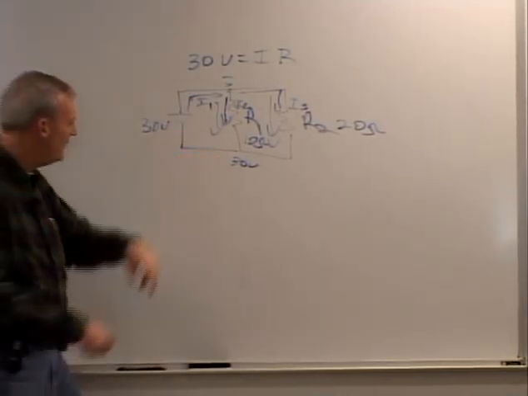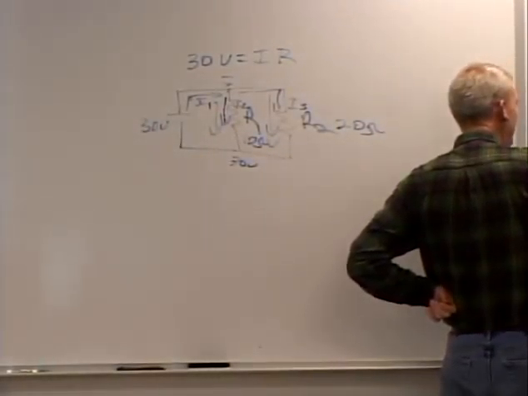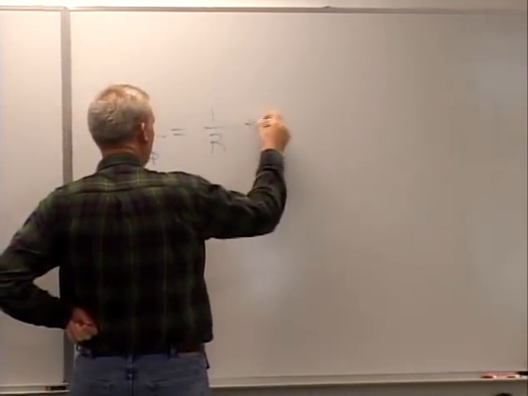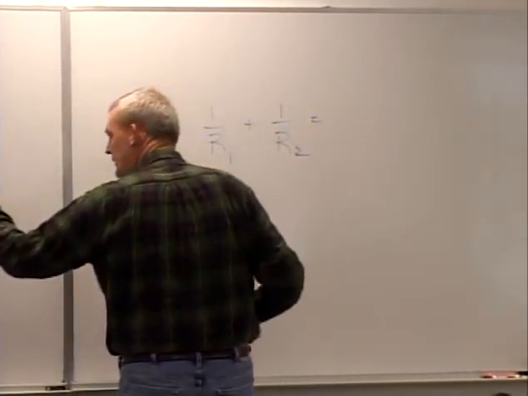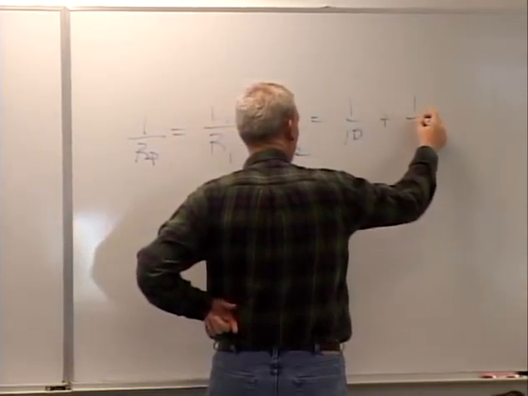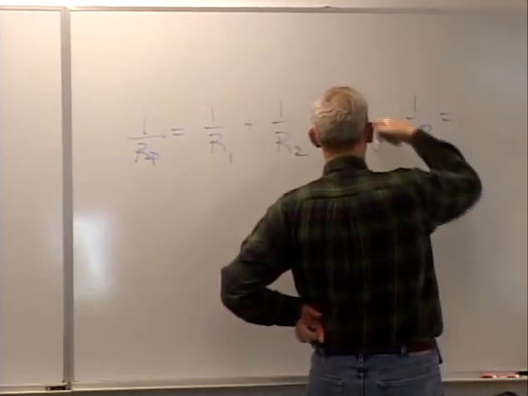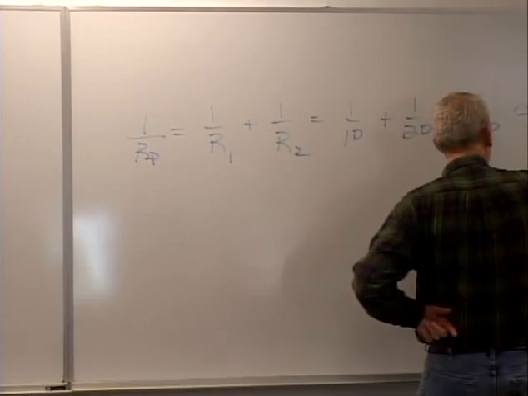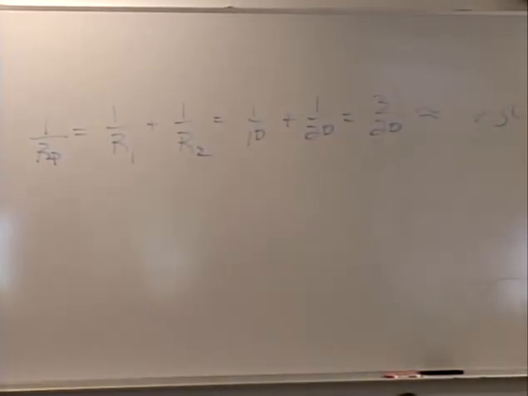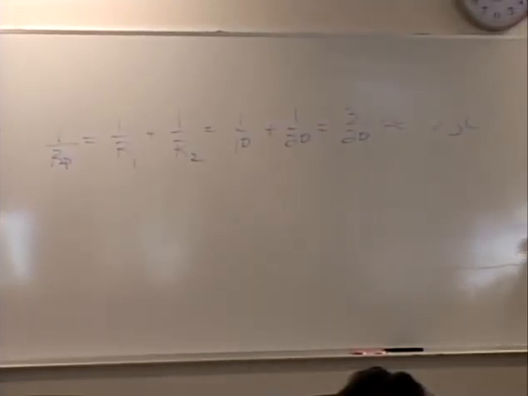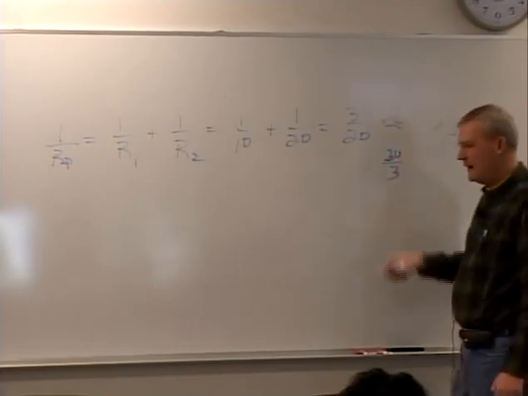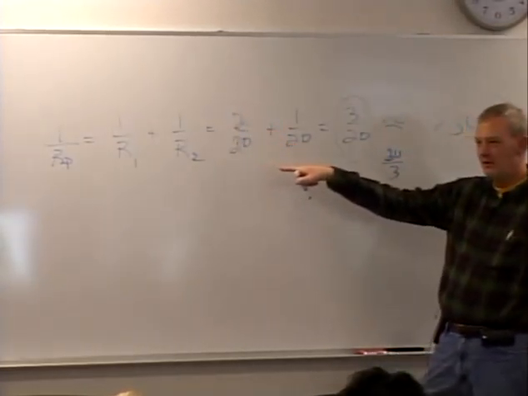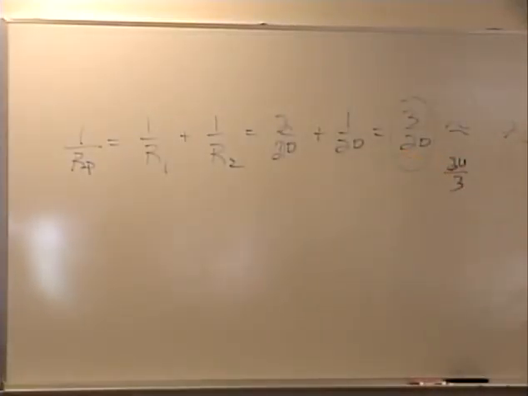So in this one, since they're in parallel, 1 over RP equals 1 over R1 plus 1 over R2, which gives me 1 over 10 plus 1 over 20. That's 2 over 20 plus 1 over 20, which is 3 over 20. Then flip it over, 20 over 3, so you get about 7 ohms. 20 divided by 3 is about 7 ohms, because I have to flip this back over.